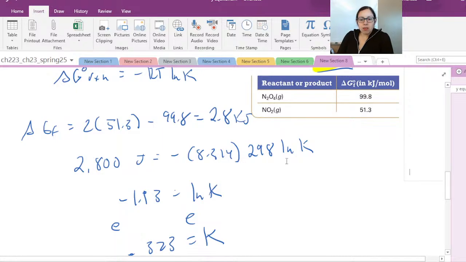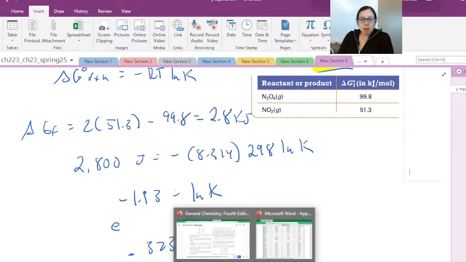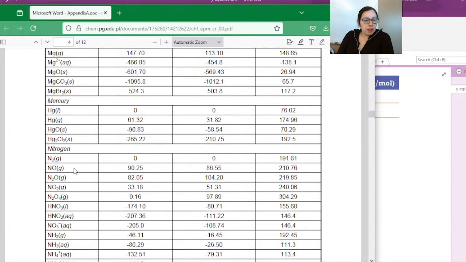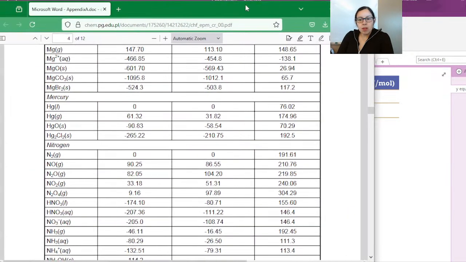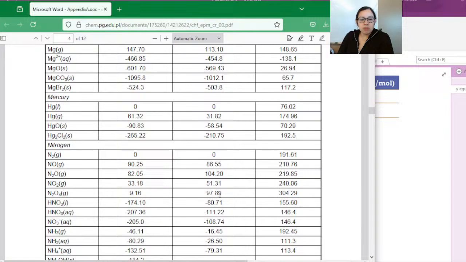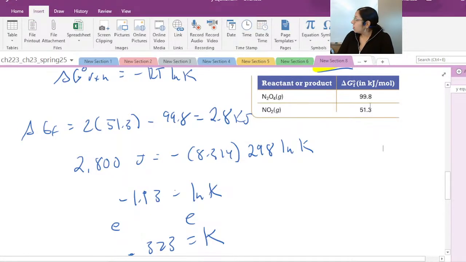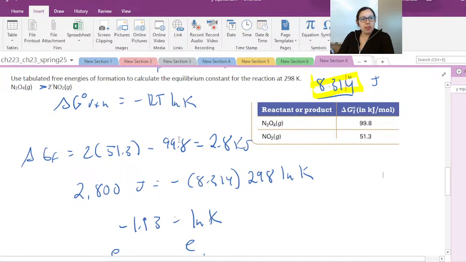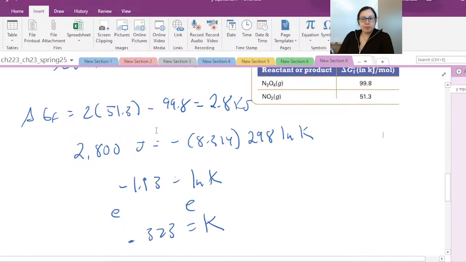Same thing for this N2O4. We can look it up on a standard table. Let's see, so N2O4, again, slight difference in numbers, as you can see. This one has 97.89, so pretty close. But yeah, that's where they came from. So they're, again, standard thermodynamic values. All right, other questions about that one?